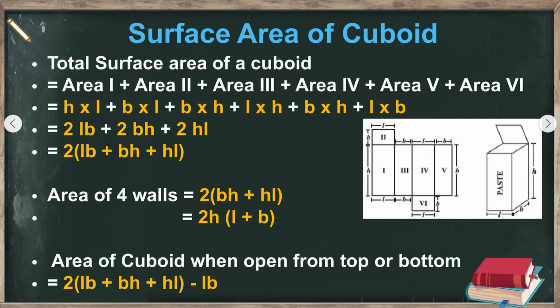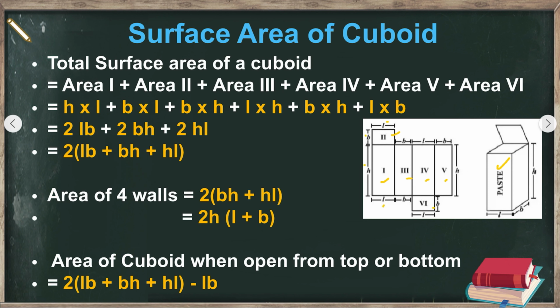First we have the surface area of a cuboid. This is the general shape of a cuboid, which has 6 faces, and each face is in the shape of a rectangle. In this figure we have marked each face as face 1, 2, 3, 4, 5 and 6, and the measurement of each face is given. For face 1 it is length and height. For face 2 we have length and breadth, and so on.